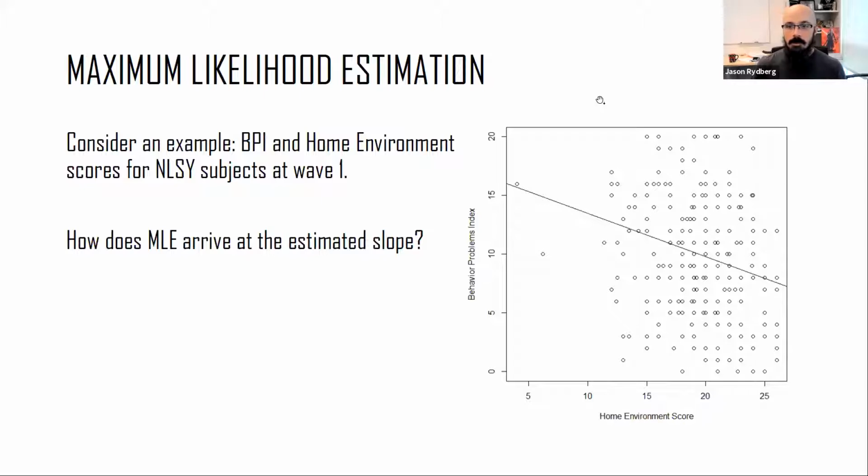So here's the slope from our home environment score on this behavioral problem index. The question for maximum likelihood is, how do we arrive at this slope? And this will be important for essentially how we're stepping into multi-model inference as I get to that.